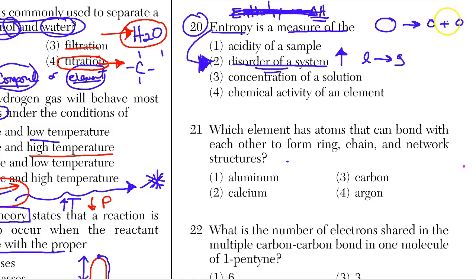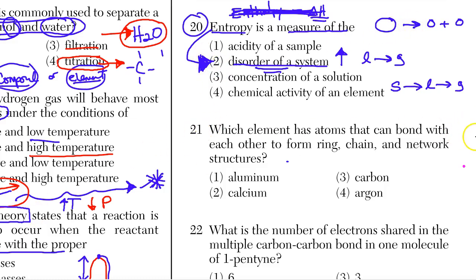big things breaking apart into smaller pieces, or a solid which is more organized than a liquid, and a liquid is more organized than a gas. And as you go from a solid to liquid to a gas, the amount of disorder increases. And again, decomposition reactions, okay, are showing that as well. So 20 is choice 2.